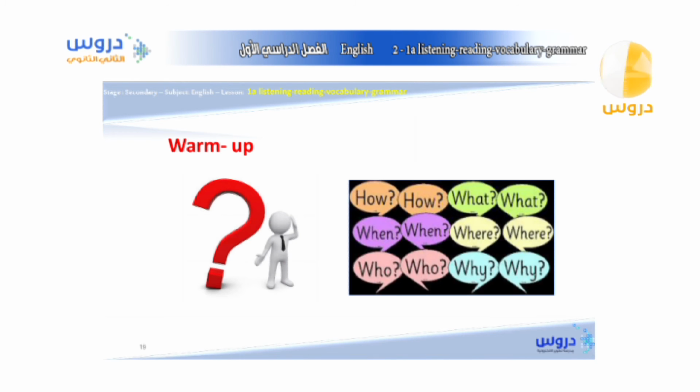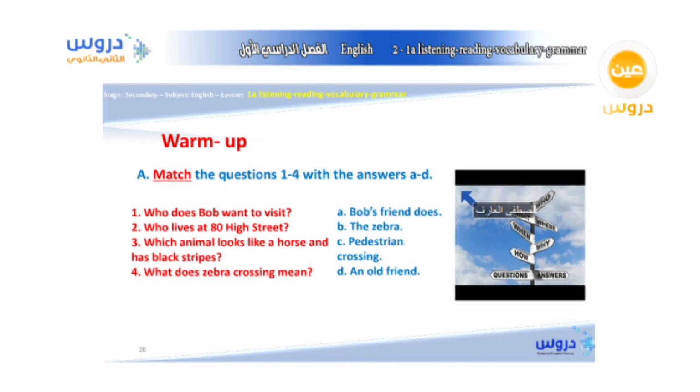So let's remember those question words or WHs, they mean something. Who, what, where, when, why, how. These are questions, and they need answers. So 1 to 4, who does Bob want to visit, if you remember? And 2, who lives at 80 High Street? 3, which animal looks like a horse and has black stripes? And 4, what does zebra crossing mean?